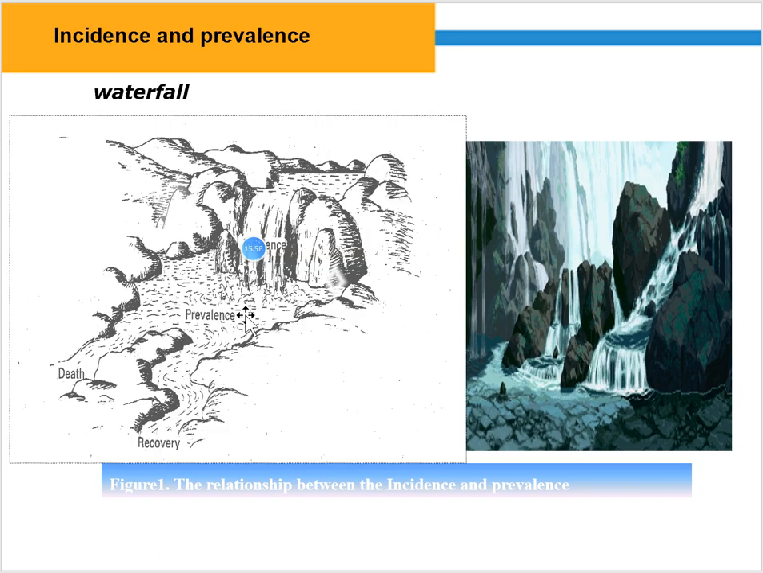This figure shows the relationship between incidence and prevalence. The waterfall is regarded as incidence. The reservoir is regarded as prevalence. When recovery and death of cases are stable, the more incidence, the higher the prevalence. The less incidence, the lower the prevalence.